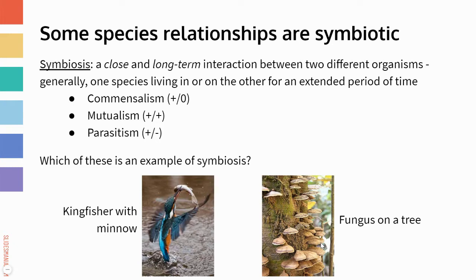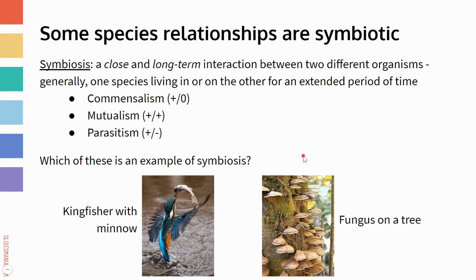So generally, one species is going to be living on or in the other species for an extended period of time. And so we can look at these two examples. This kingfisher with a minnow is going to be a predator-prey relationship. And so as soon as the bird eats the fish, they're not together anymore. So that would not count as symbiosis. But if you look at this fungus on a tree, the fungus is living on the tree. It's going to be there for quite a long time. So that would be categorized as a symbiotic relationship.